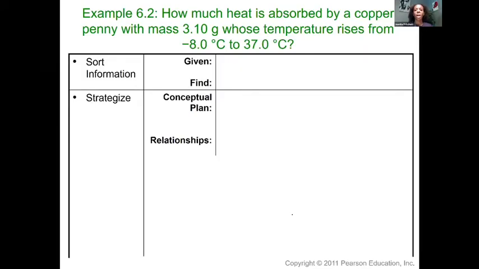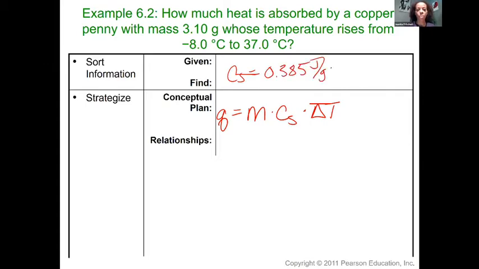So we can go ahead and put all this to work. It says, how much heat is absorbed by a copper penny with a mass of 3.1 grams, whose temperature rises from -8 to 37 degrees Celsius. And so here we're looking for the heat of the object. And we know that the formula is going to be the mass times specific heat times delta T. And so we would have to look on that chart and look up what the specific heat of our copper is. And we see that the copper specific heat is equal to 0.385 joules per gram per Celsius.